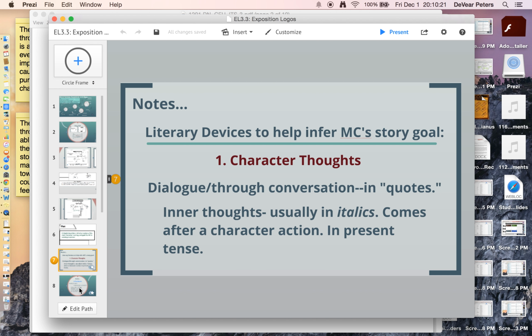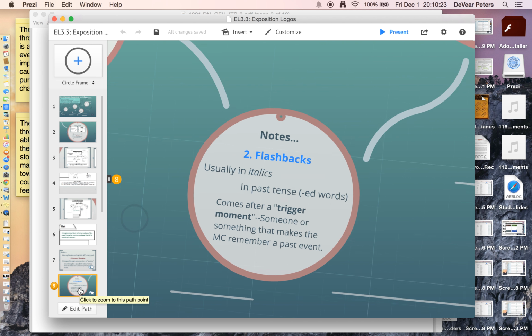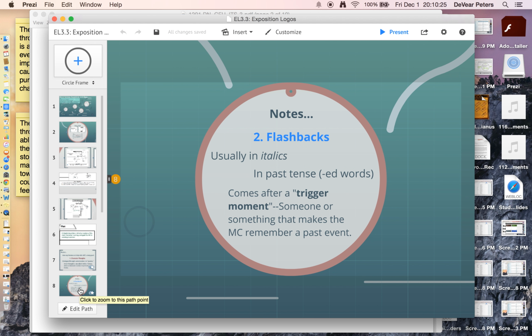Additionally, we talked about flashbacks, and we said that flashbacks do the exact same thing. They may be in italics, but these would normally be in past tense. These usually happen when characters come across people, or while they're doing something. And Eric brought up the question: we said either you see someone that triggers you, or you see something that triggers you, or you're doing something. Well, can you be doing something and that action causes you to remember?